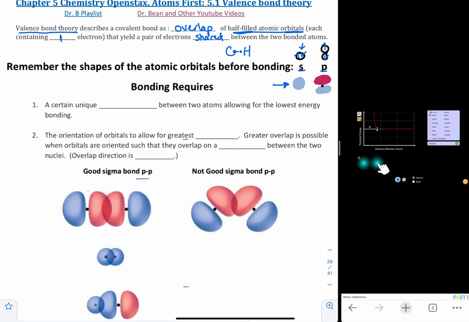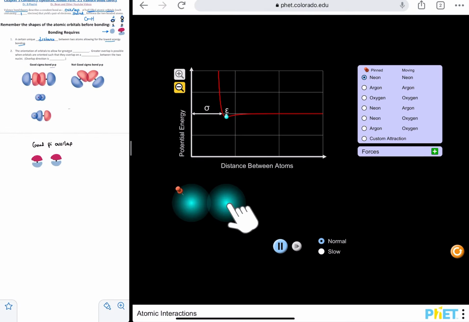And behind this theory is the idea that bonding requires a certain unique distance between 2 atoms. It allows for the lowest energy bonding. And let's look at what this distance is like over here. So on this chart, I know you're seeing a graph. It doesn't look like it's got any units. The red line at the highest point, that's high energy, and that's what you don't want. That's bad. The atoms don't like it. No one likes to be high energy.